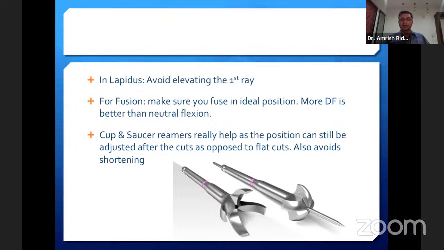It is very easy. You just ream it, take the cartilage out, prepare the joint, and put a plate. The plate will put it in the ideal position even after the cuts and the reaming have been done. It really helps. It has made the surgery much more reliable and easy.